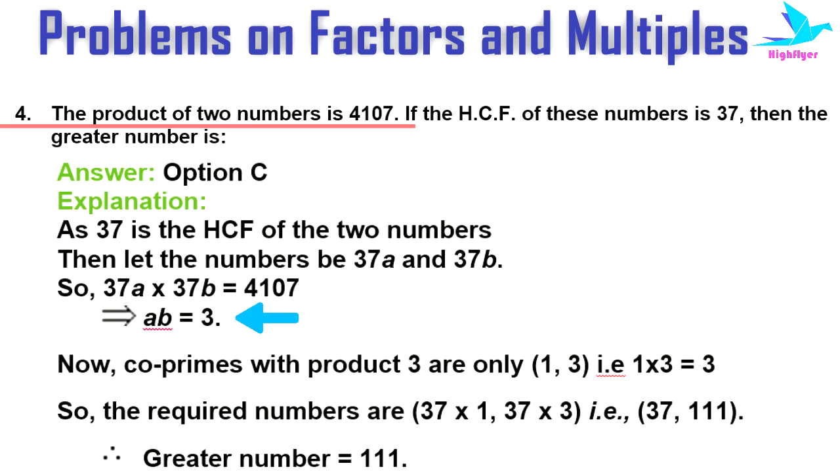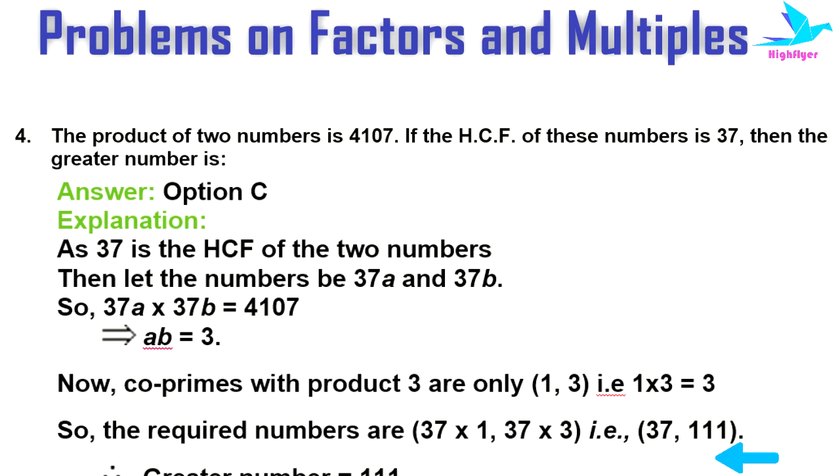Now co-primes with product 3 are only 1 and 3. That means 1 into 3 is equal to 3. This is the only possibility. There are no other whole numbers whose product can give us 3. So the required numbers are 37 into 1 and 37 into 3. That is 37 and 111. So the greater number is 111.